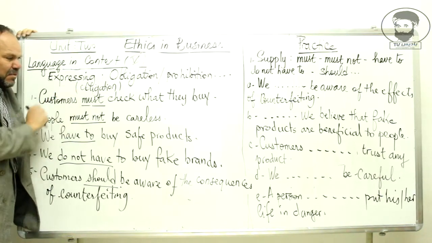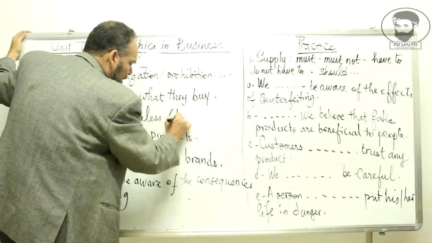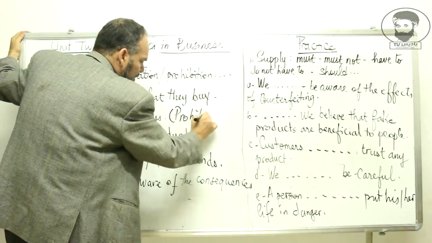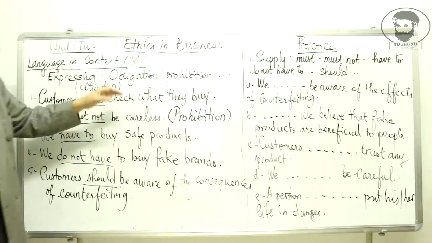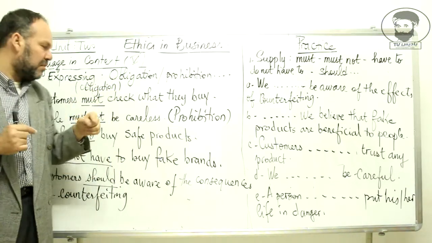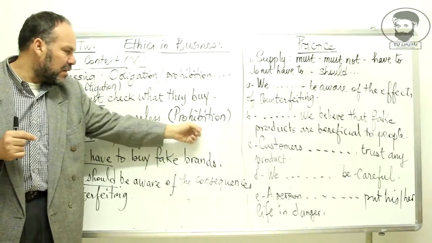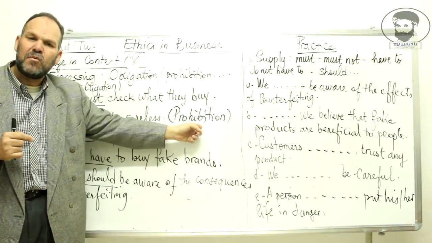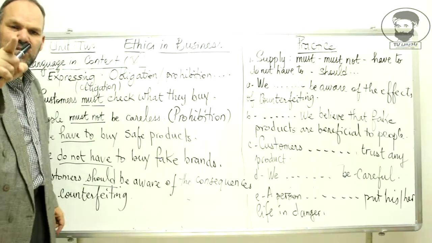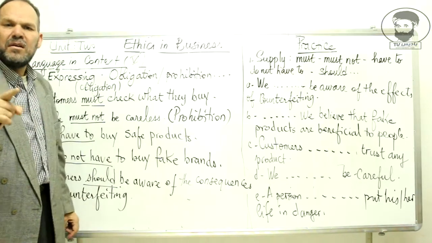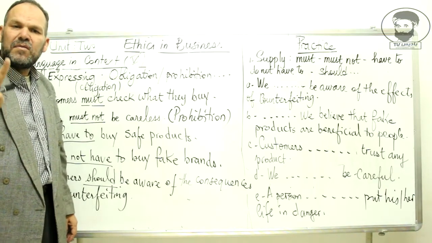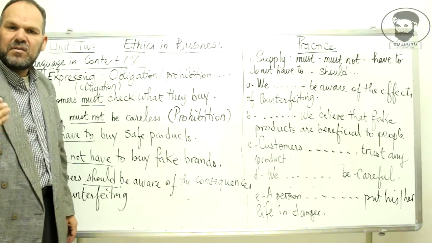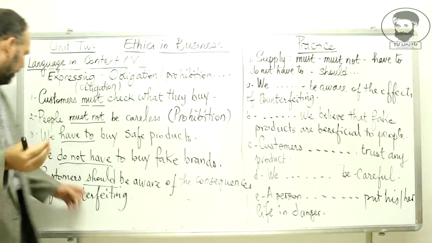Now, the negative form in English is called a prohibition. A prohibition. Now, what's a prohibition? It's an order, it's an obligation in the negative form. It means we use a prohibition form. We must not. You must not waste your time. You must not, for example, play games in times of exams. You must not, for example, be careless concerning your studies.